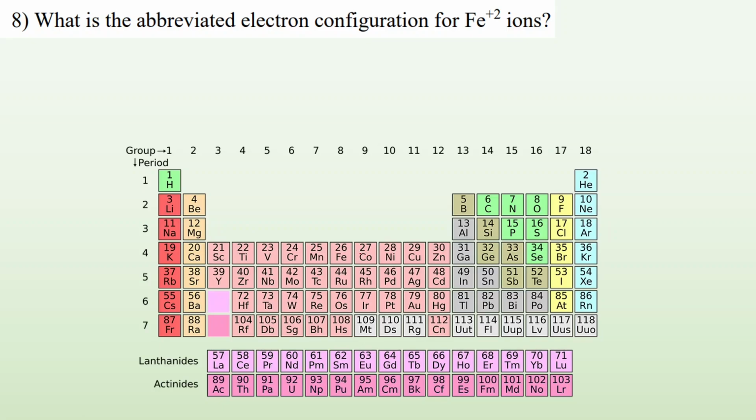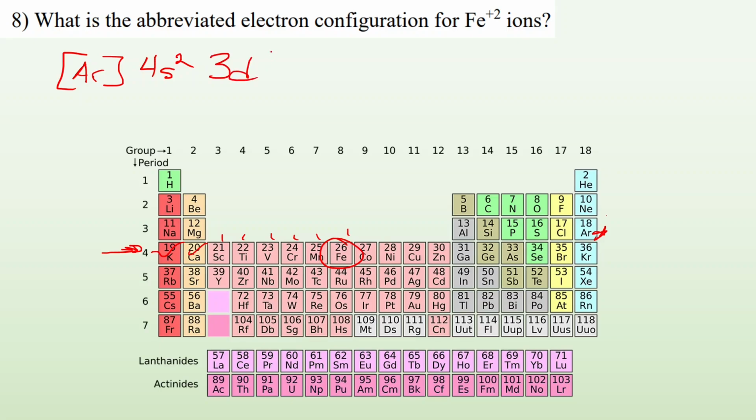Number 8, what is the abbreviated electron configuration for the Fe 2+ ion? If I take a look at Fe, it's right here. Let's see, it's in period 4. The previous noble gas is Ar. So whatever the configuration is for argon, and then we end up in period 4, so I start filling in the 4s. There are 2 electrons, and then there are 6 electrons that are going to be in the 3d subshell.